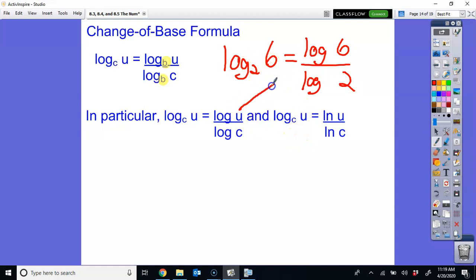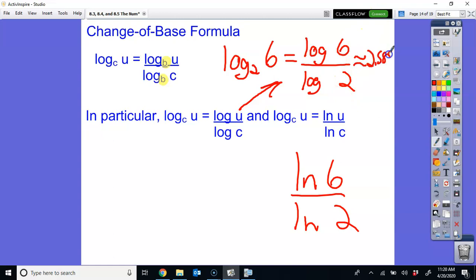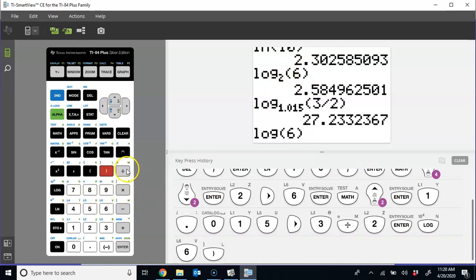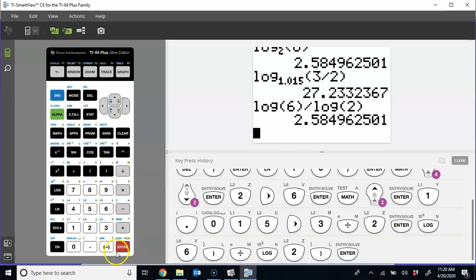Now, what would you use? Well, typically, we use log base 10. Or we could use log base E. And if you take the log of 6 divided by the log of 2, it's going to give you the same answer, 2.585, that we got a minute ago. So when I was in school, we didn't have the cool little log base thing on the calculator. So to do log base 2 of 6, I actually had to take log of 6, close my parentheses, divided by log of 2, press enter, and get 2.585 then.